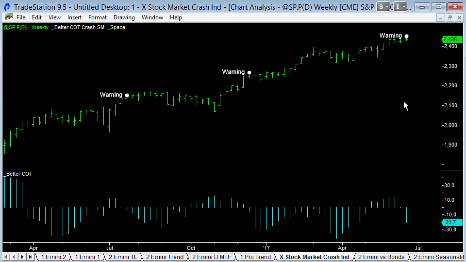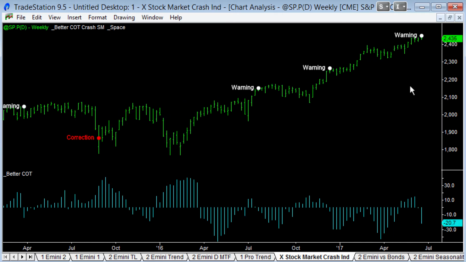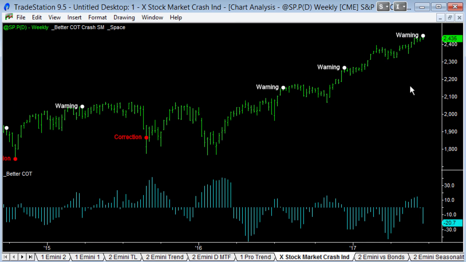Code's free, it's on the website, you can check it out, but it's because the commitment of traders data kind of flipped from positive to negative here. That's what's caused this warning indicator, that move down in the commitment of traders. So that was just kind of interesting, curious.